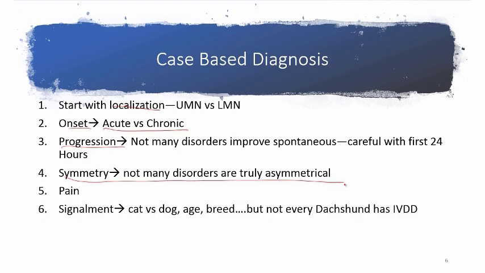So we look at lesion localization, we look at onset, we look at progression, we look at symmetry, we look at pain: is it painful or not? And then, of course, we look at signalment, right? Remembering not every dachshund has IVDD, although a bunch of them do.